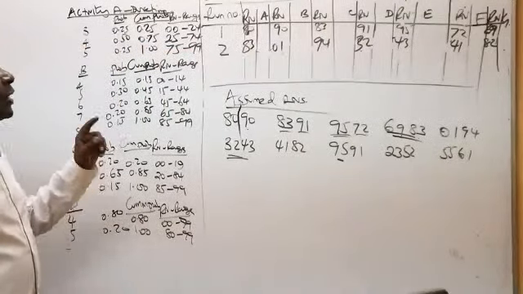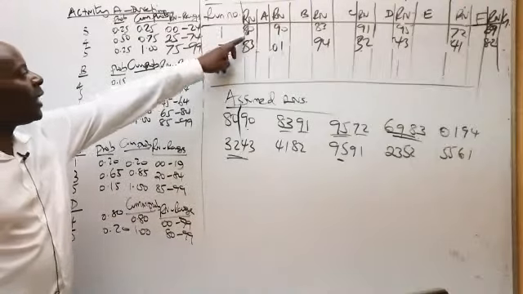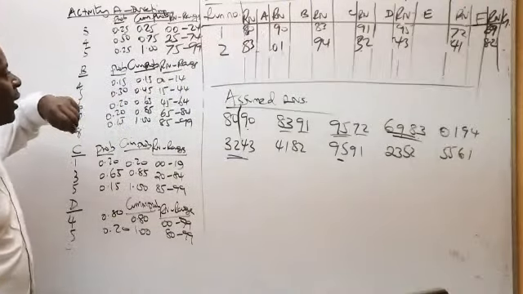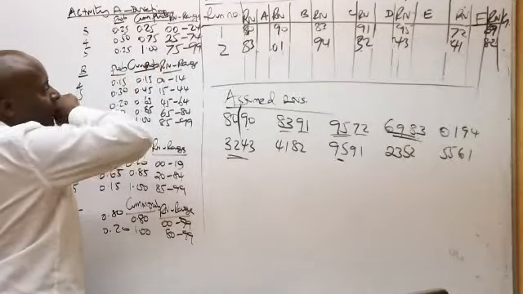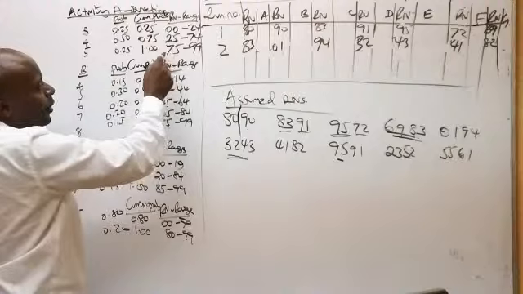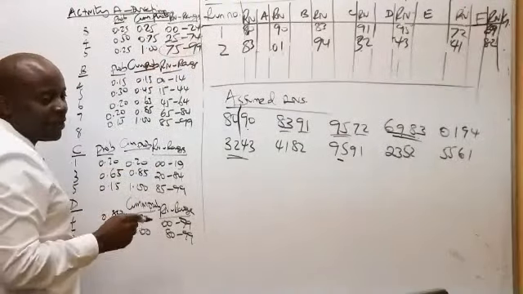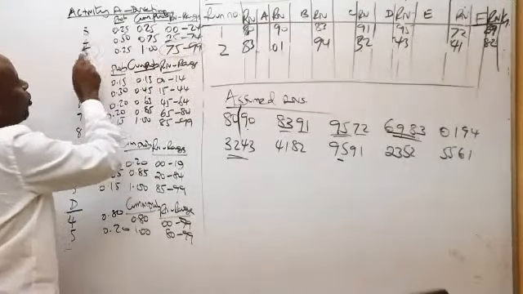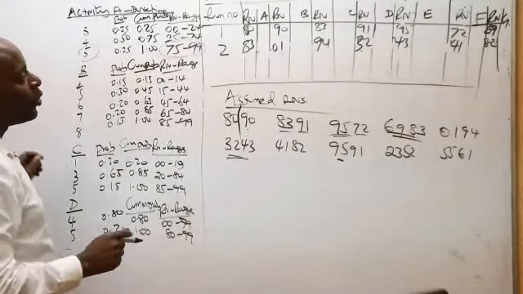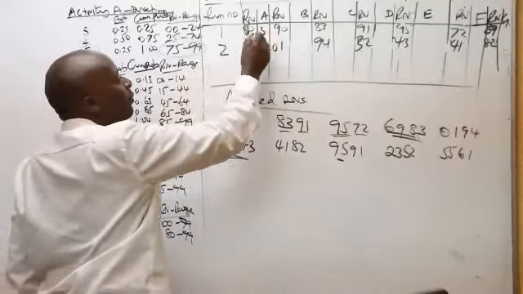Now do me a favor, ladies and gentlemen. Random number 80 corresponds to what duration of A? Random number 80 falls here. 80 is in between here. It corresponds to 5 days. So 80 corresponds to 5 days for A.